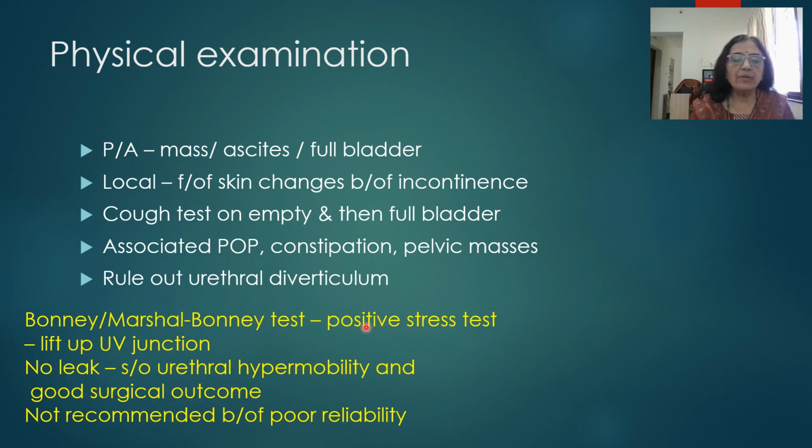In these cases, whenever there is a positive stress test, what you do is, either with an instrument or with fingers, you slightly lift up the urethrovesical junction. After lifting the urethrovesical junction, if there is no leak, that is suggestive of urethral hypermobility or a descent of the bladder base as an underlying cause of stress urinary incontinence, and it is indicative that usually in these cases the surgical outcome will be good. For that, this Boney's test was performed.